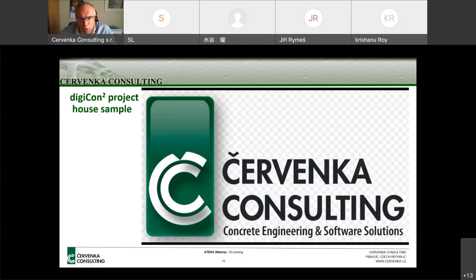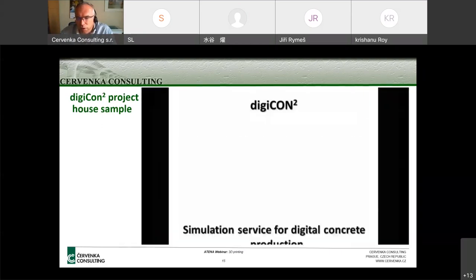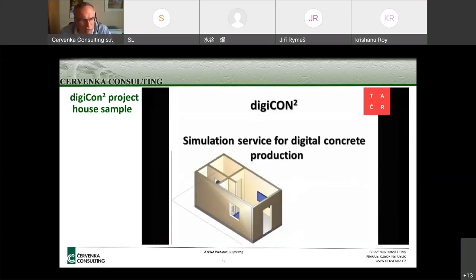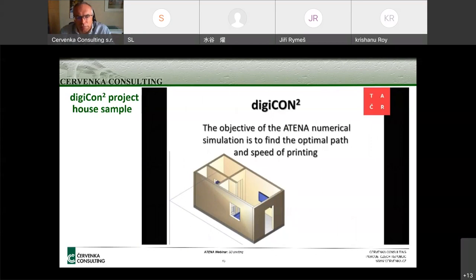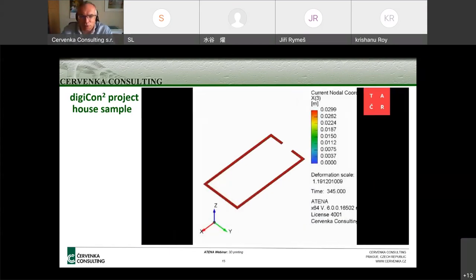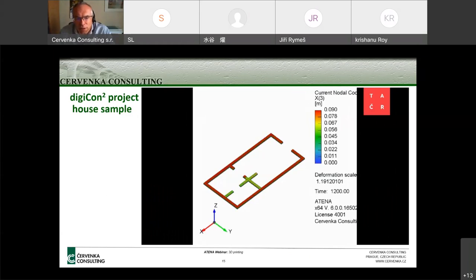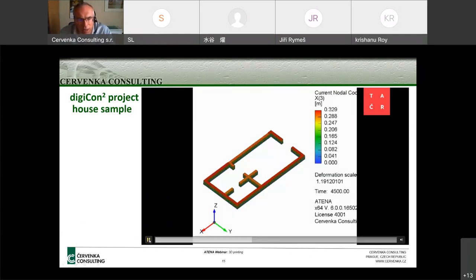So let me also show one more example. This comes from this Digicon project I was mentioning at the beginning. I also noticed that Viktor Mecherin has joined our webinar today. He was the coordinator of this project on the German side, and they were mainly focusing on the development of the printing machine and printing material. The goal of this project was to print this kind of building.